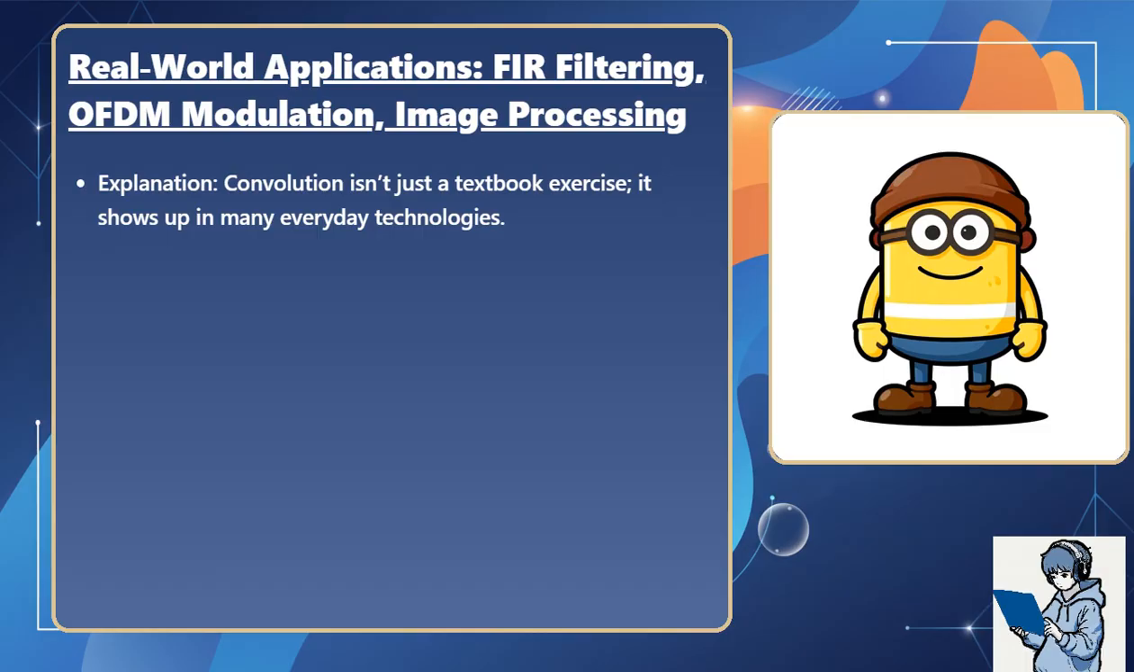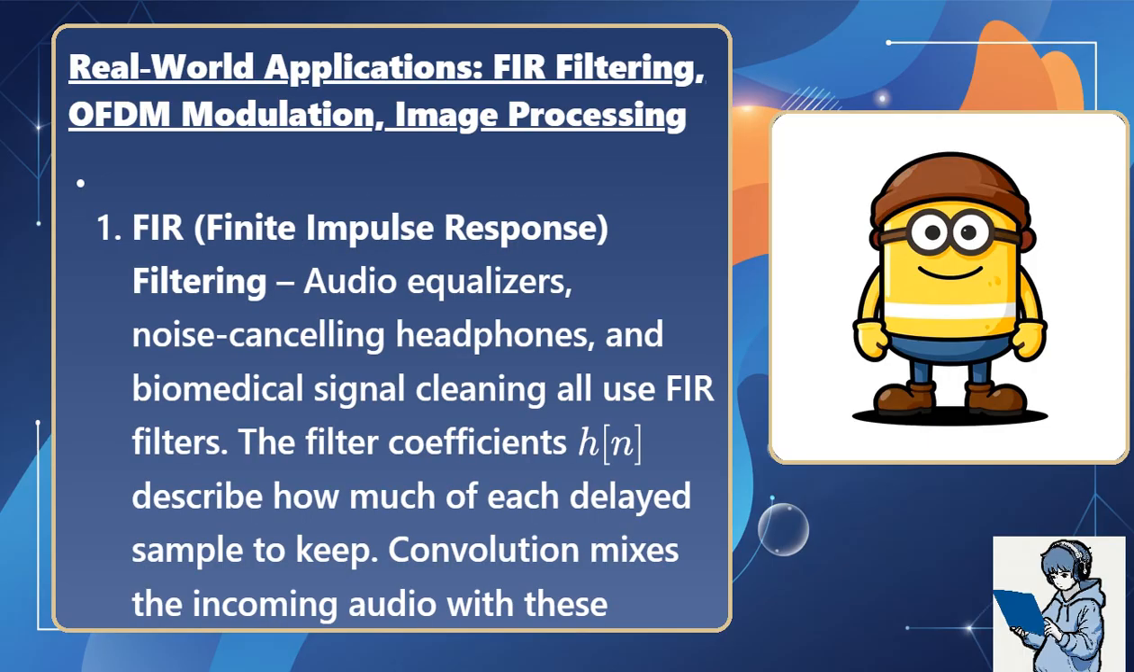Explanation: convolution isn't just a textbook exercise. It shows up in many everyday technologies. Number 1. FIR, finite impulse response filtering. Audio equalizers, noise-canceling headphones, and biomedical signal cleaning all use FIR filters. The filter coefficients h[n] describe how much of each delayed sample to keep. Convolution mixes the incoming audio with these coefficients, shaping the sound.